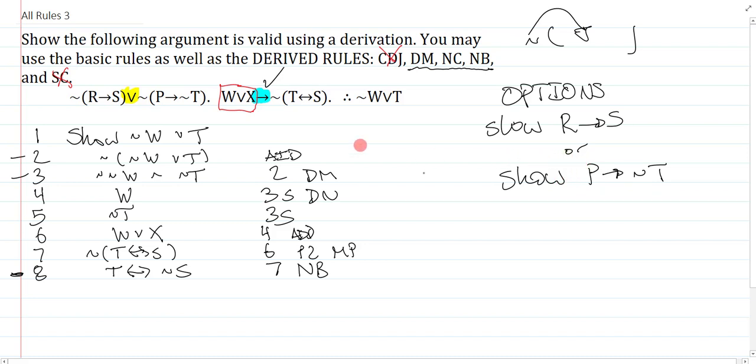So I look at what I got here. What am I more likely to get? The R arrow S or the P arrow not T? Well, over here, I have, oops, that's meant to be a star, sorry. I have W and I have negation T as singletons, or atomics, so it seems that this is the easier one. Okay, so I'll go ahead and I will just show out of nowhere P arrow not T.